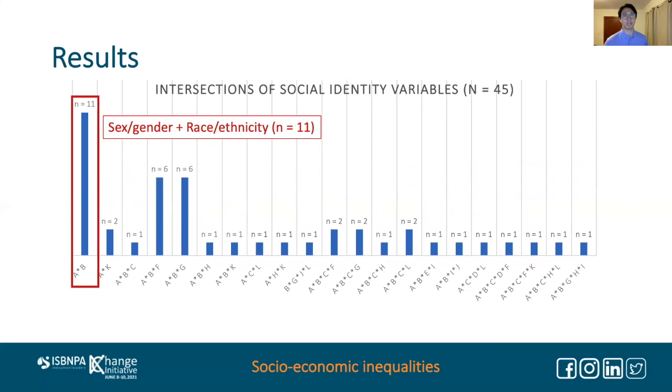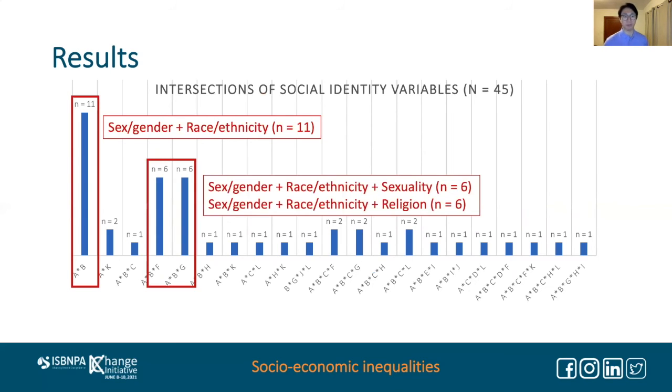The most common intersection of social identity variables was sex, gender, and race ethnicity, followed by sex, gender, race ethnicity, and sexuality, and sex, gender, race ethnicity, and religion. These results also make sense because, compounded with sex, gender, and race ethnicity, homophobia, transphobia, and Islamophobia still remain major issues in physical activity context, especially sport context.